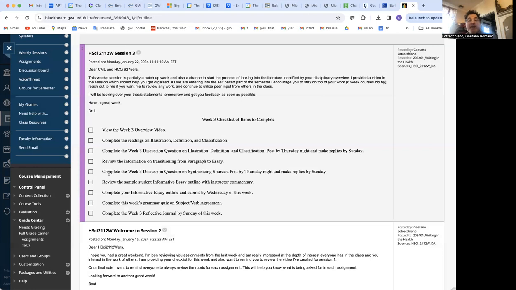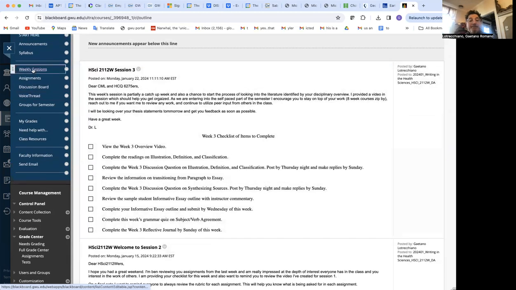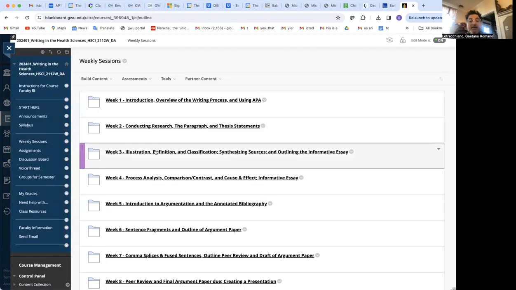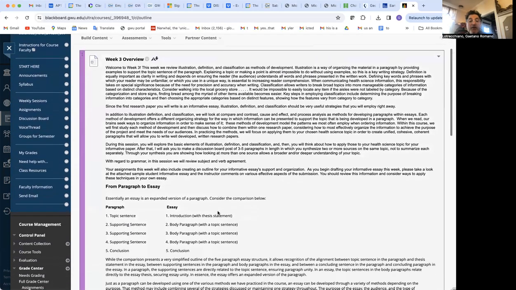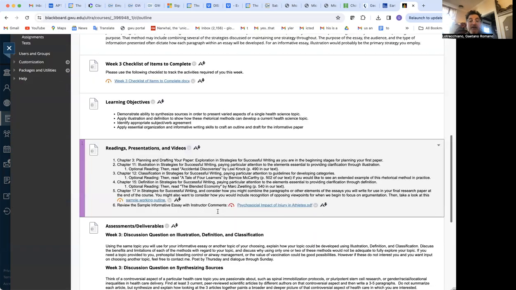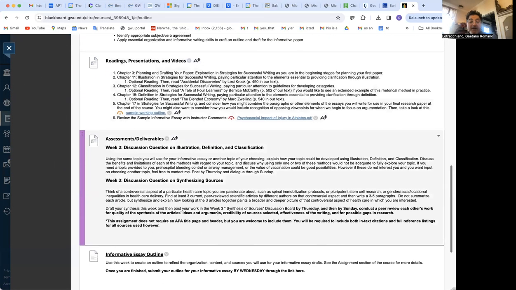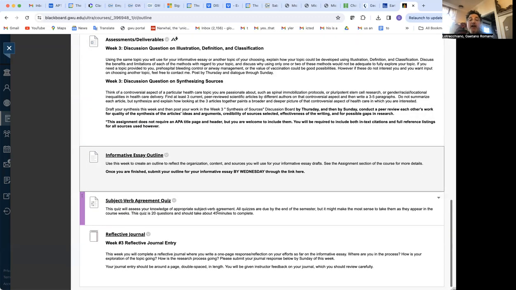Okay. Again, I put the checklist up here, and of course, in session 3. Oops, sorry about that. Here we go. In session 3, the overview is spelled out. Your checklist is there, your learning objectives, reading assignments. And like I said, there's a good amount to do this week. So I really recommend you get started as soon as possible.